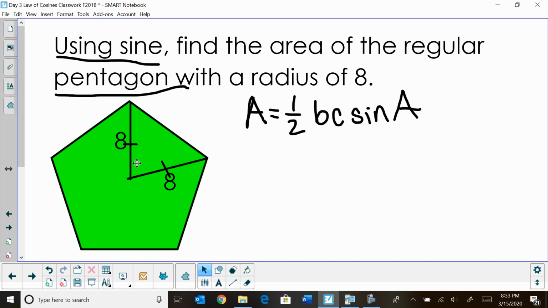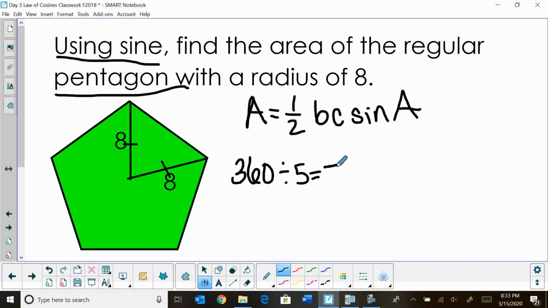I need the interior angle. Well, we have 360 degrees. We can divide it into 5 equal parts because I have a pentagon. So 360 divided equally into 5 triangles. That gives us an angle that's 72 degrees. So this angle right here is 72 degrees. Well, I don't have to work for my altitude or my apothem any longer. I can just use this formula because I have a side angle side situation. So let's just plug in.